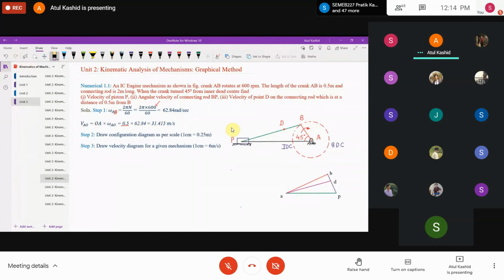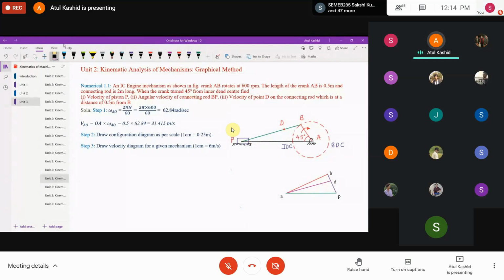So from the given input link, we have obtained these values. Make one correction over here: in place of AO, we have BA. So from the input link, we have calculated these two things: one is the angular velocity of the input link, and then the linear velocity of the point B with respect to A. So this was the first step.